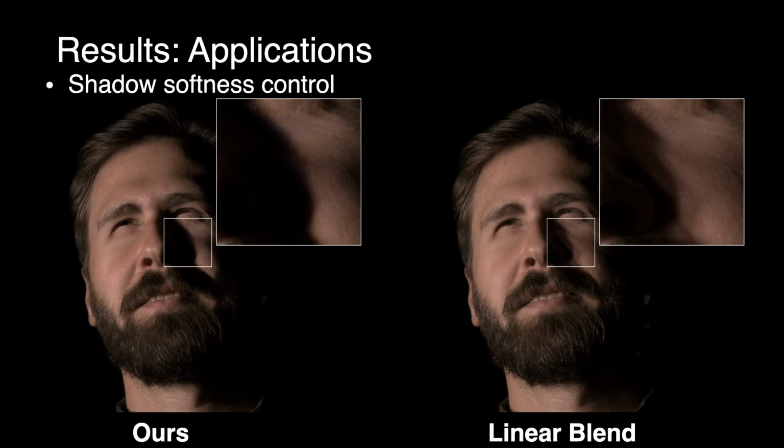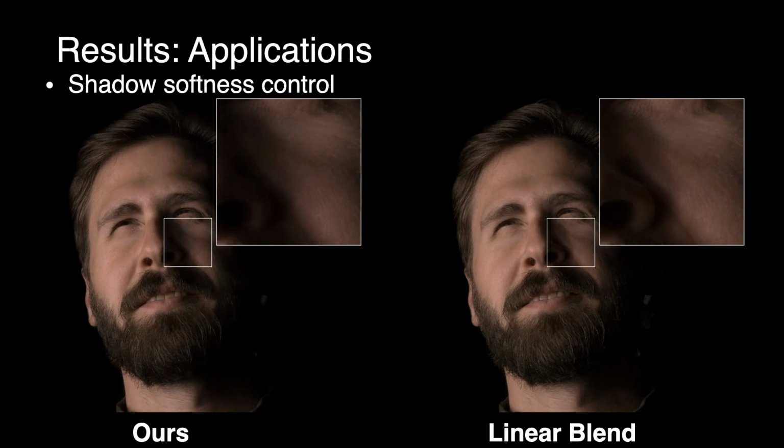Our model also allows us to control the softness of the shadow. Given a light direction, we can densely synthesize images corresponding to the light direction around it and average those images together to produce a rendering with realistic soft shadows. As shown in this video, our model is able to synthesize realistic shadows with controllable softness, which is not possible using traditional linear blending methods.